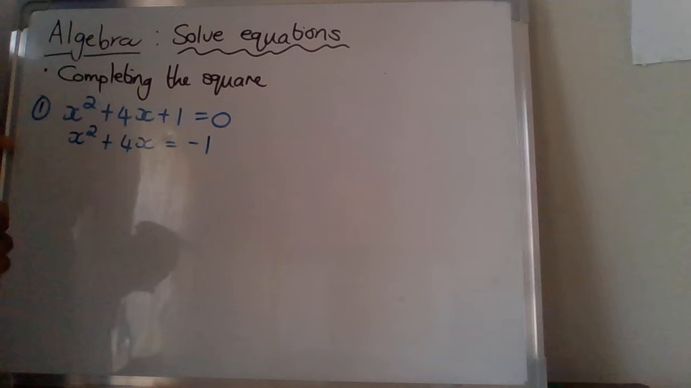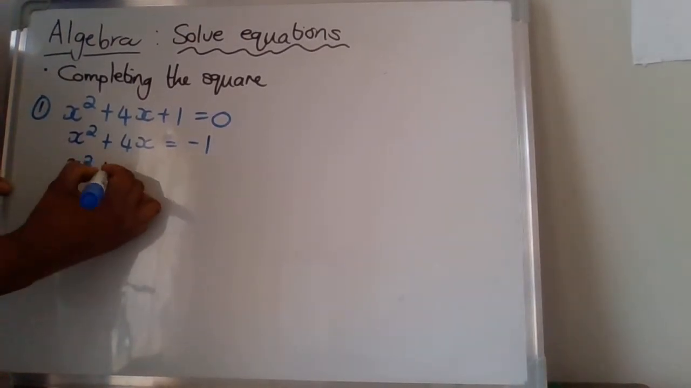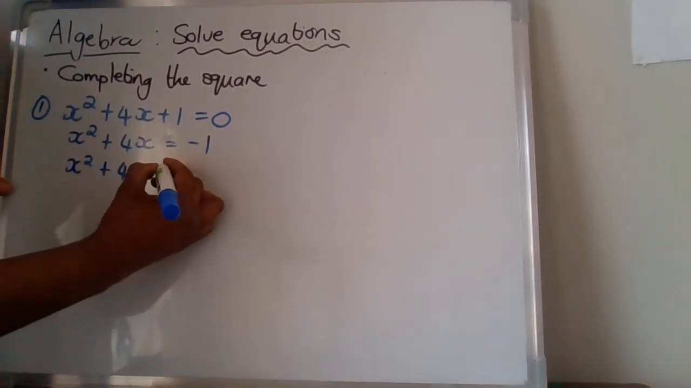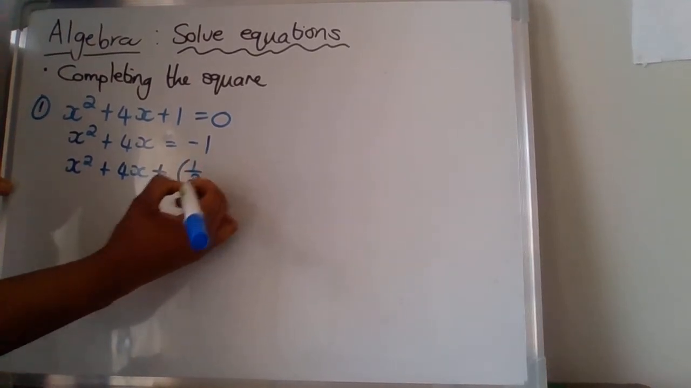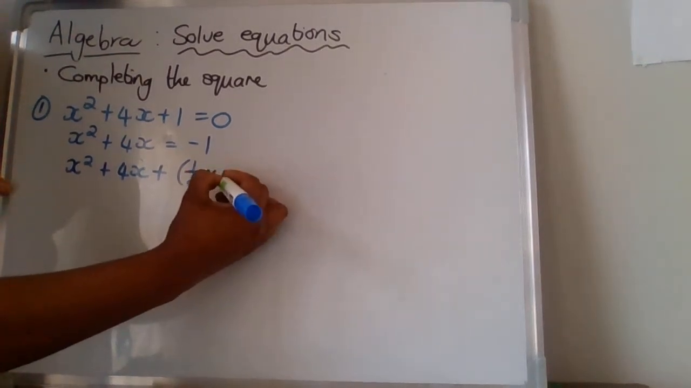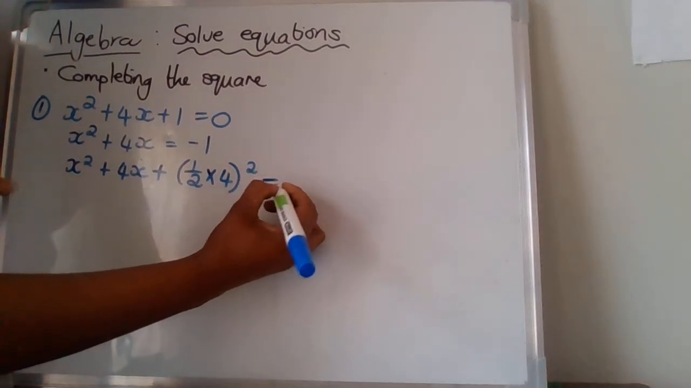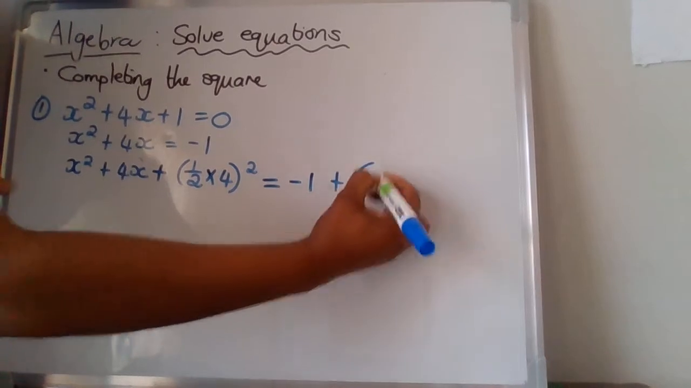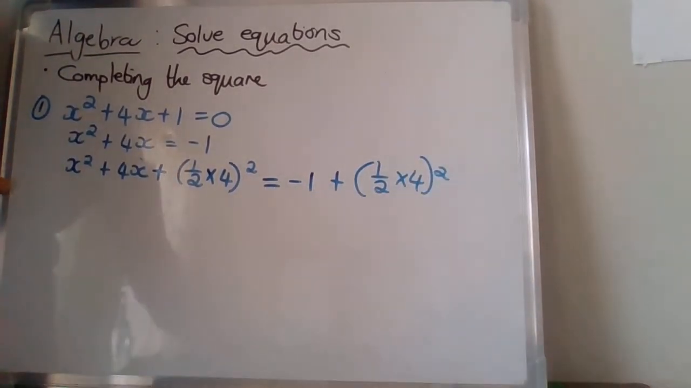Then the next step is you're going to write x squared plus 4x, and on both sides you're going to add half of the coefficient of x. So it's half times 4, squared. And then on the right-hand side you do the same thing. So it will be minus 1 plus half times 4, squared.